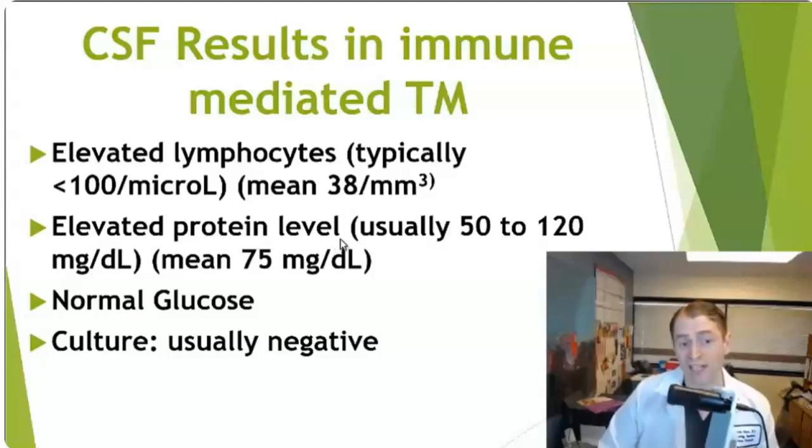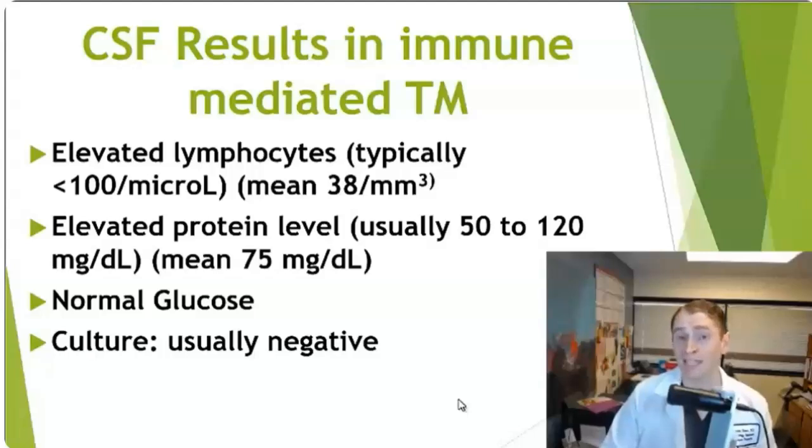Generally, the protein is elevated. Normal is 15 to 45 per deciliter. In this study, the average was 75. Usually, the glucose or sugar is normal, and culture for routine infections like bacteria is generally normal.